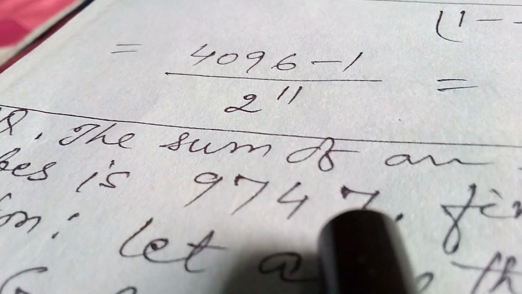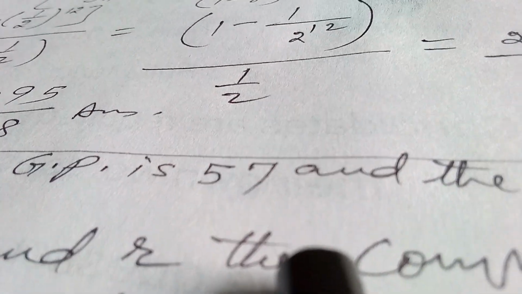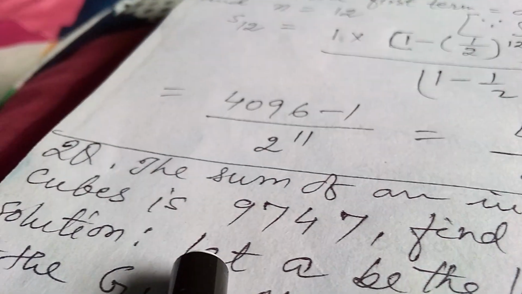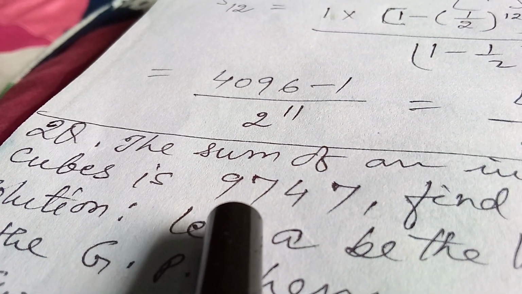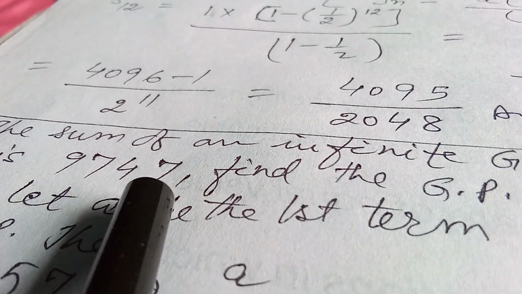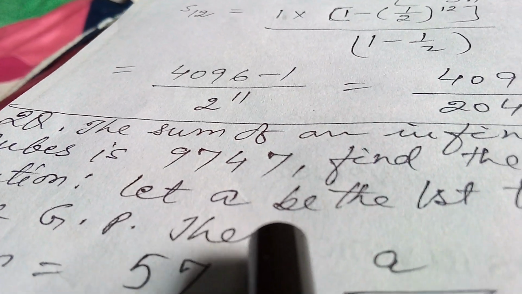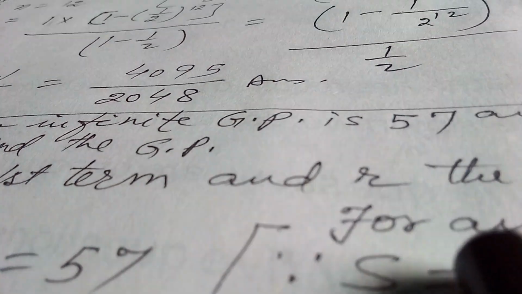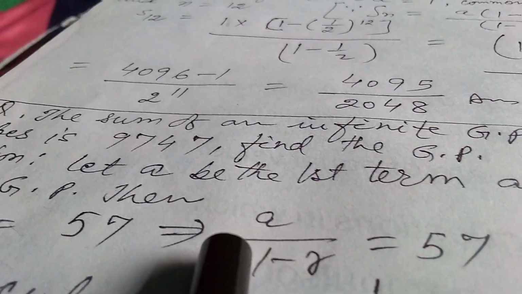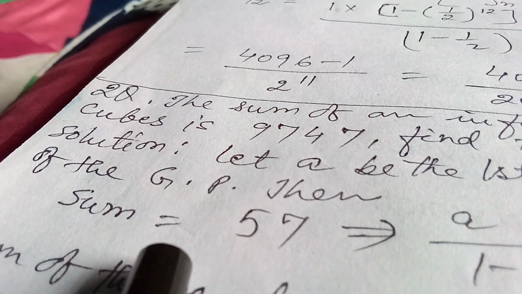The second question is, the sum of an infinite geometric progression is 57 and the sum of their cubes is 9747. So find the GP. The solution is here. Let A be the first term and R the common ratio of the GP. Then it is given that the sum is 57.